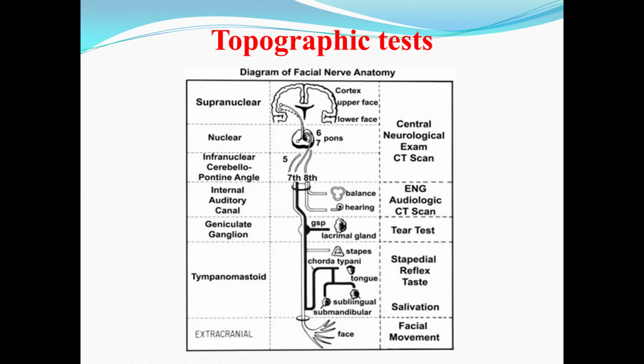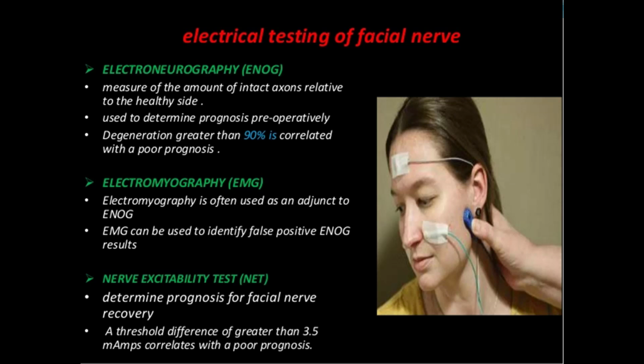This diagram shows the topographic tests that are requested to detect the site of the lesion. The electrical tests are electroneuronography, electromyography, and nerve excitability test.